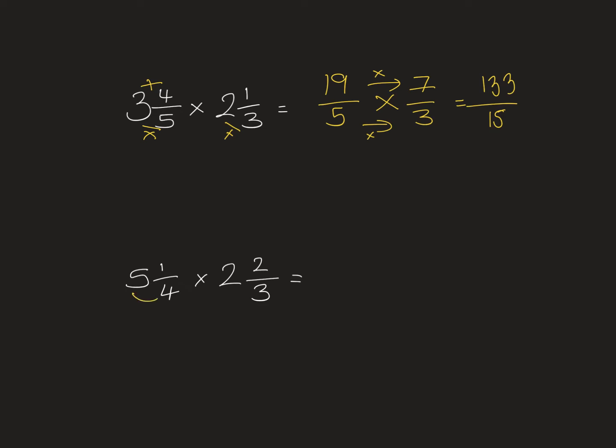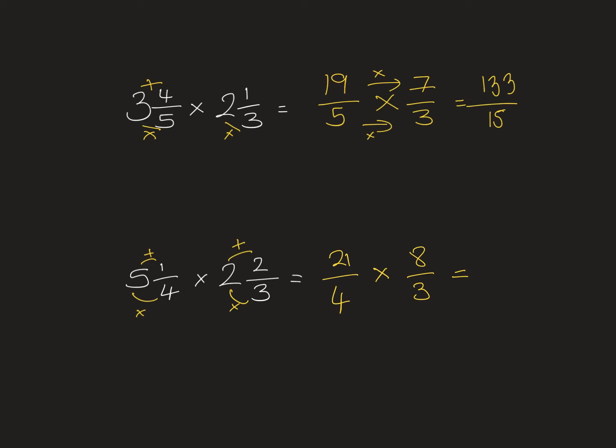So 5 times by 4 is 20 plus the 1. So 20 plus 1 is 21/4. So we've changed that into a top-heavy fraction. Times by 2 times by 3 is 6 plus the 2. 6 plus 2 is 8. So that's 8/3.